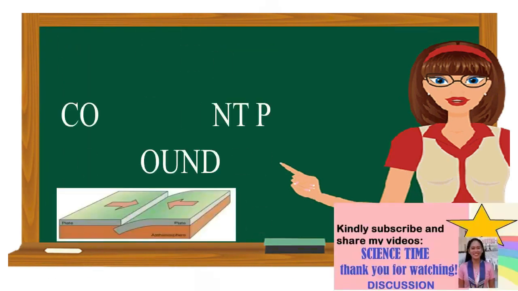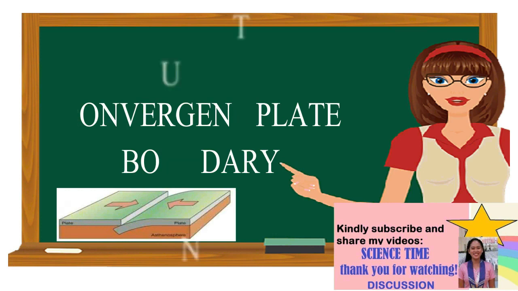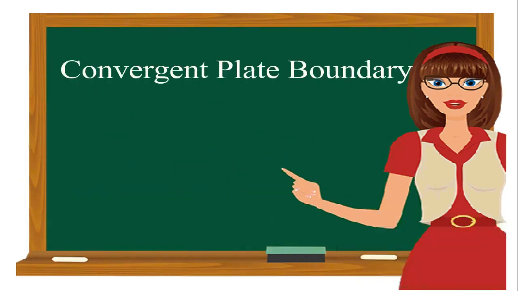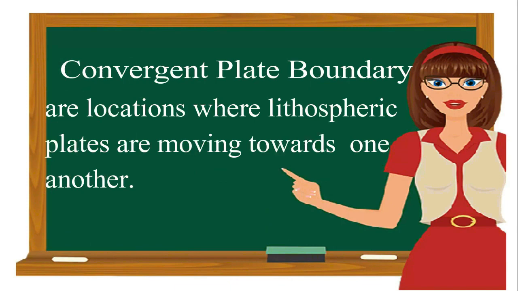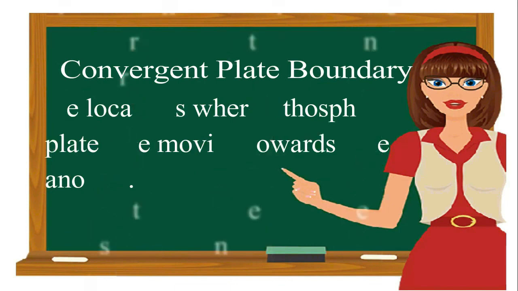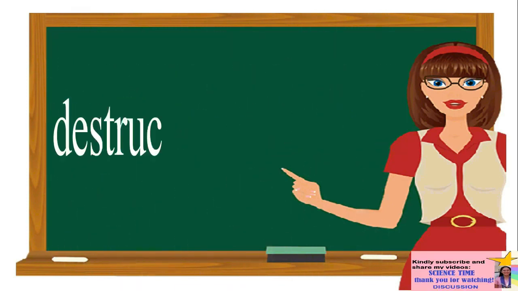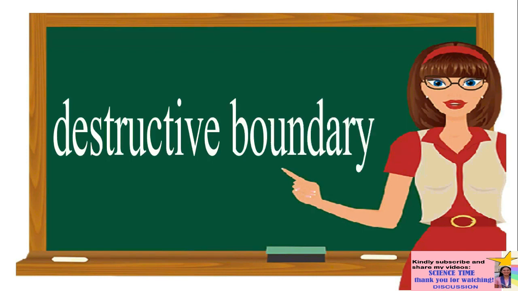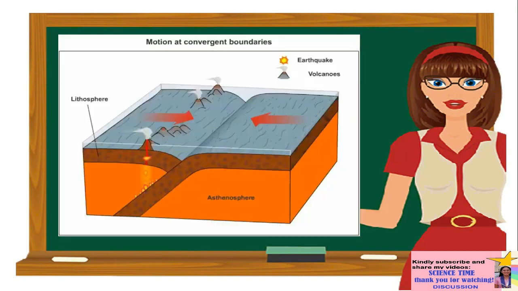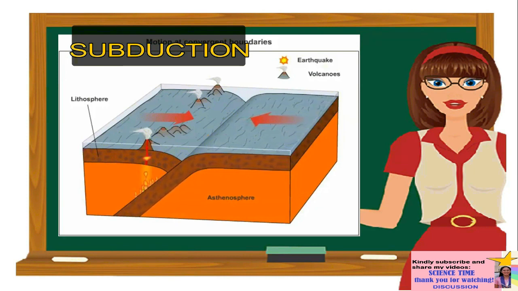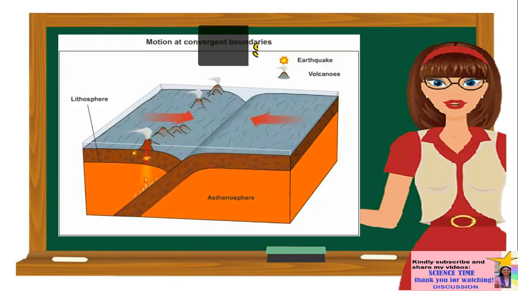Convergent plate boundary. Convergent plate boundaries are locations where lithospheric plates are moving towards one another. A convergent boundary, also known as a destructive boundary, is an area on Earth where two or more lithospheric plates collide. One plate eventually slides beneath the other, causing a process known as subduction. The subduction zone can be defined by a plane where many earthquakes occur.